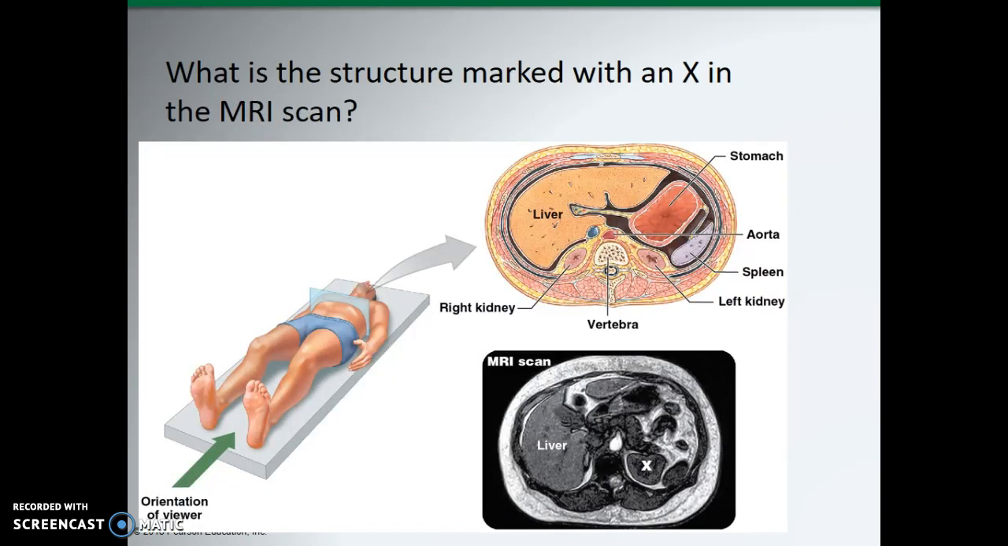Now here are some of these cross-sectional views. And so this requires you to understand that you are looking through the patient from the feet upward. And so here is this section through the abdomen, and you can see all of these parts that are labeled. So here's the MRI scan, and can you identify what is at the X here? It's the left kidney.